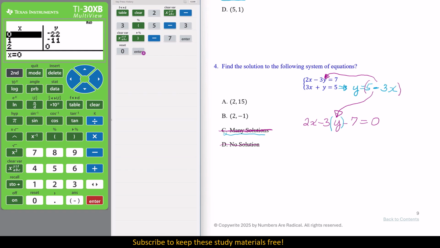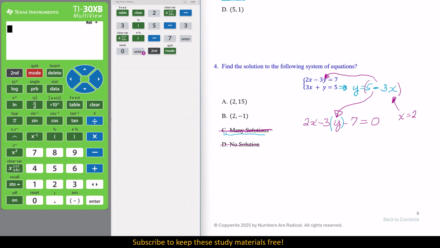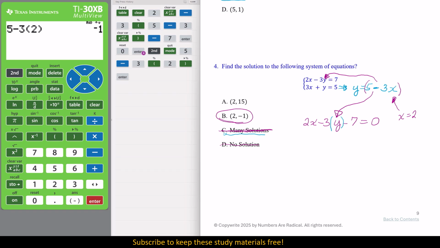Now, what do I need to do? Well, just go up here. Now that we have verified the 2, you substitute for x equals 2. So we can just pop that in the calculator. Second mode, I need 5 minus 3, and in parentheses, I need my 2, push enter, -1. Option B is correct. I think they were trying to throw you off with the many solutions and no solutions.